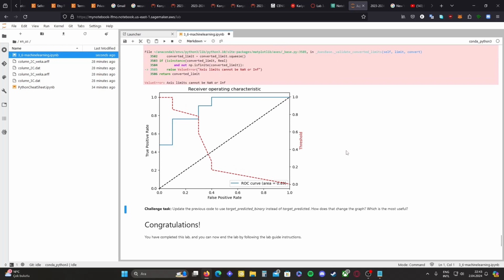So here is the ROC curve, and the true positive values, false positive values, and here's the threshold. Update the previous code to use target predicted binary instead of target predicted. How does that change the graph? Which is most useful? That's the challenge task.